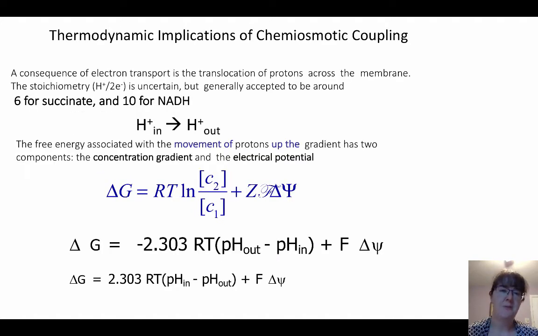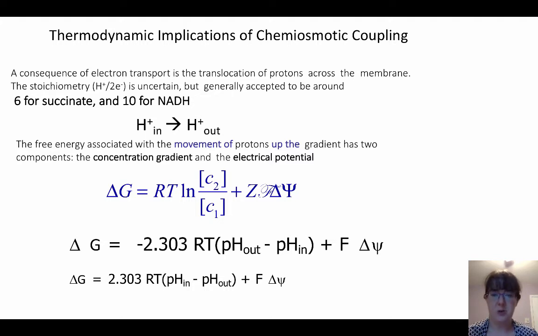While the stoichiometry for how many protons per electron is uncertain, it's generally accepted to be about 6 for succinate and 10 for NADH. So what we have is protons being pumped from the inner matrix to the intermembrane space. This free energy is going to be associated with the movement of protons up the gradient. Remember that the intermembrane space has a lot of protons, and we're going to pump even more into it. This is not going to be favorable overall. So this pumping is going to have the concentration gradient as well as the electrical potential to overcome.